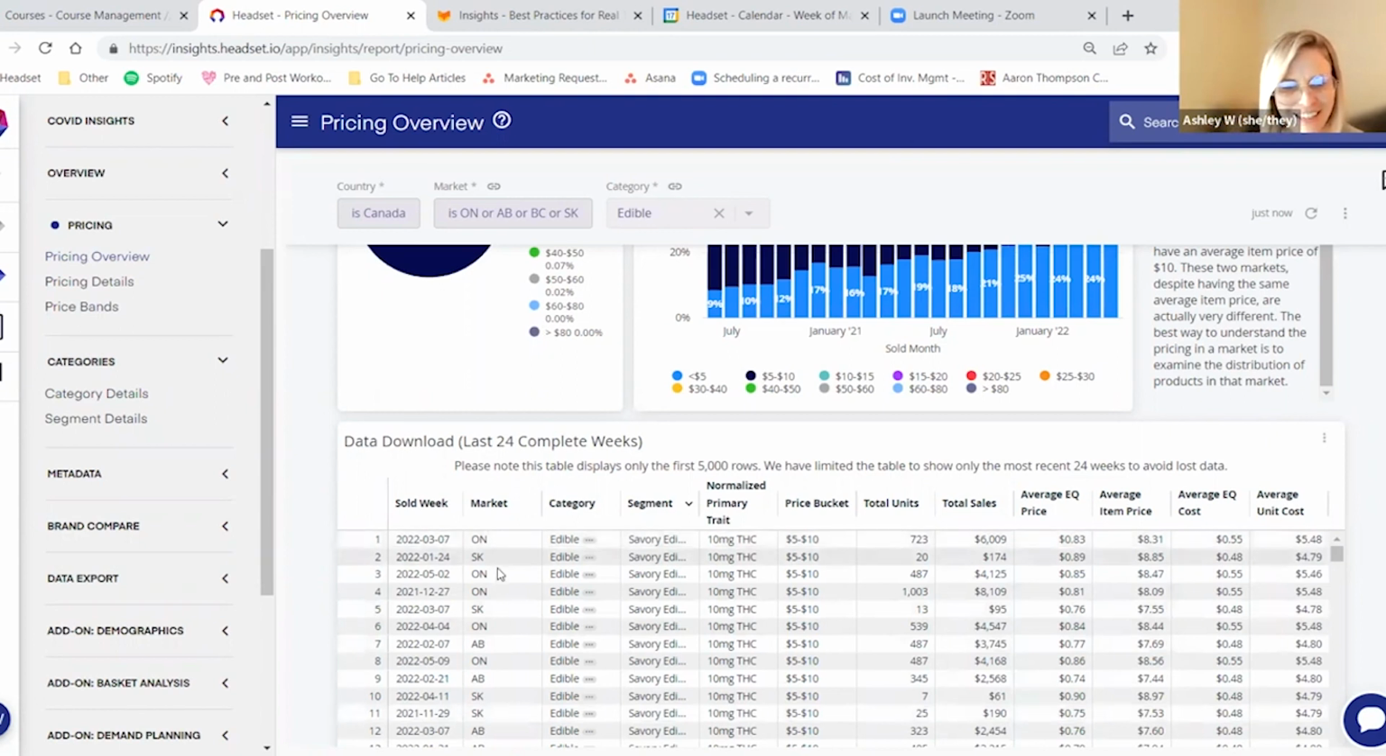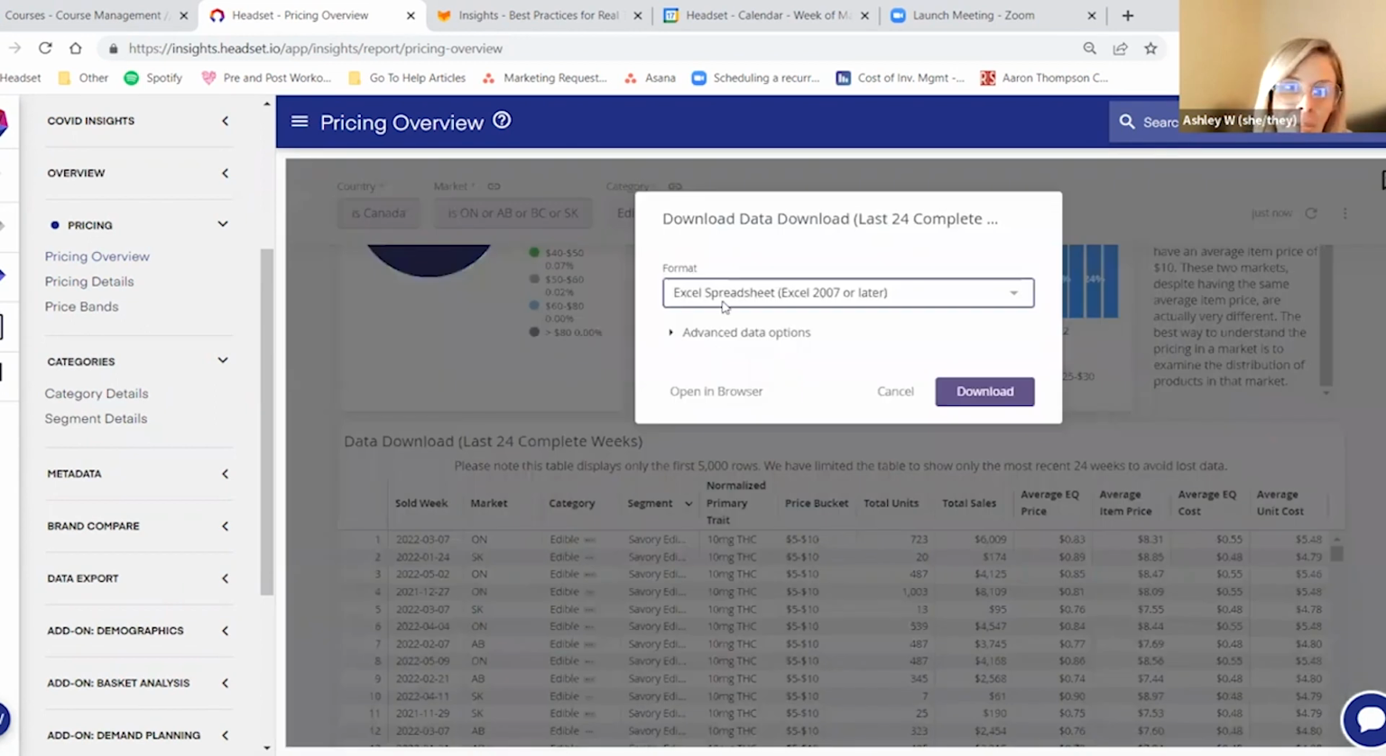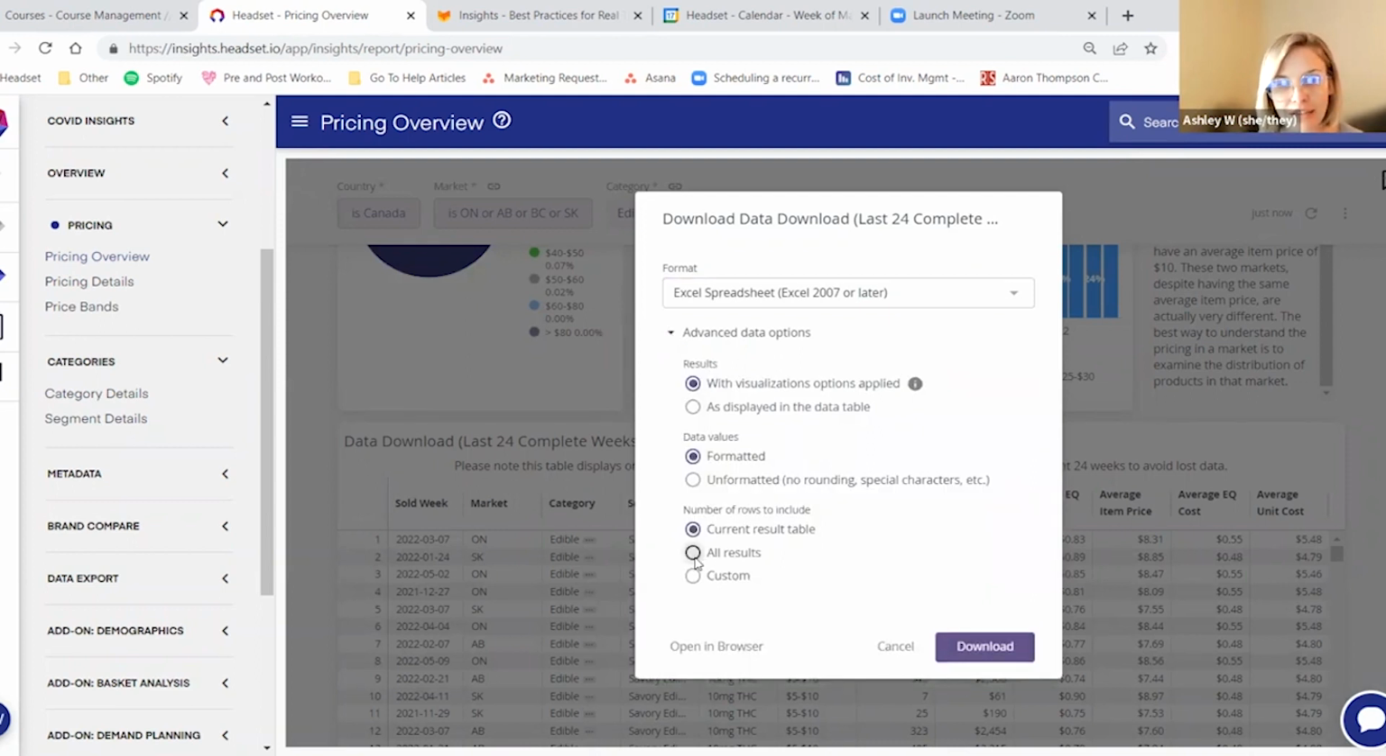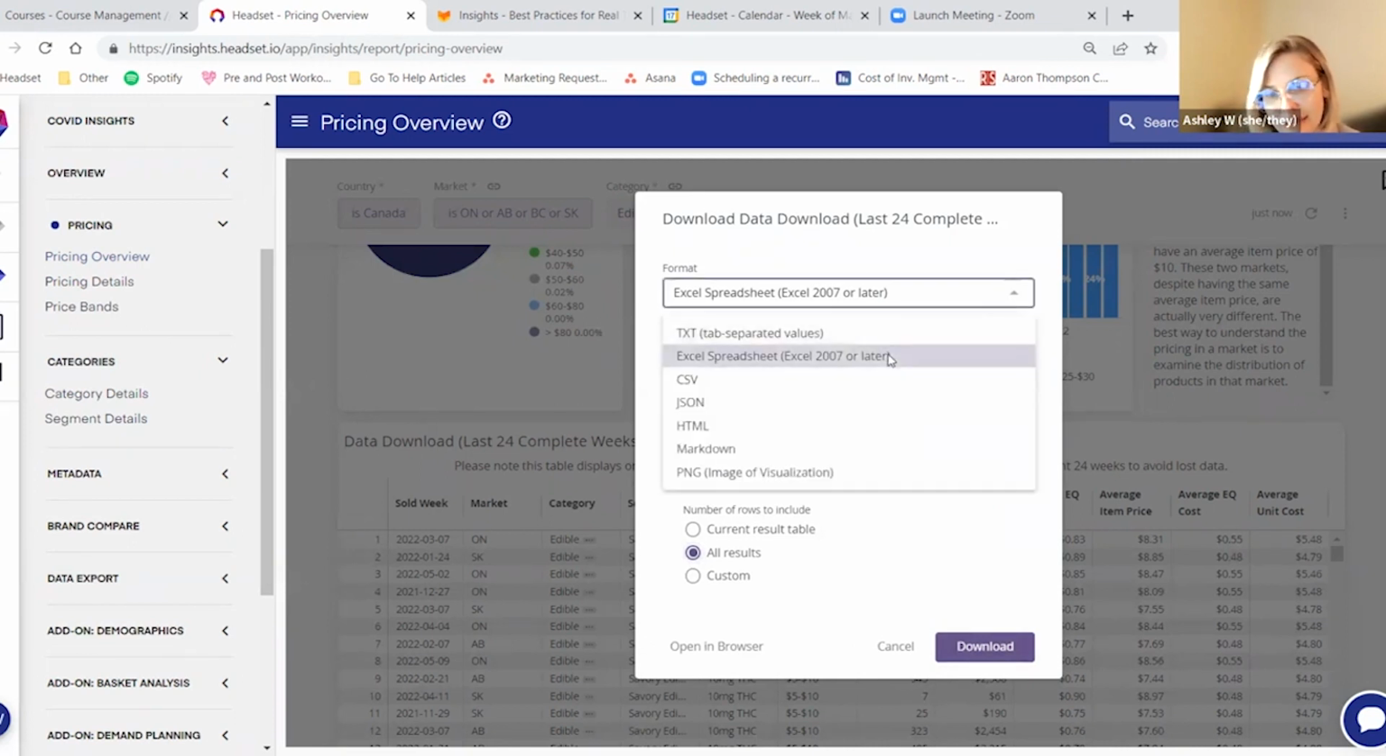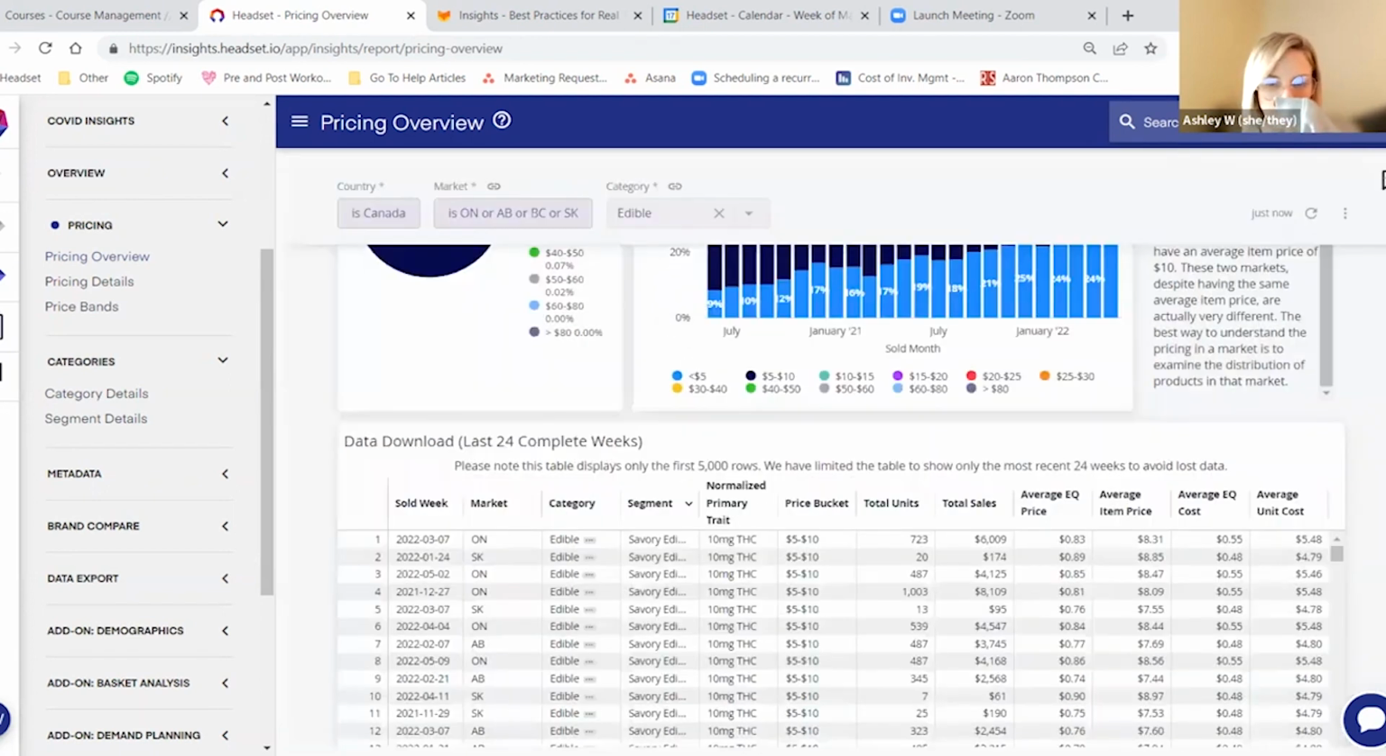Here you go. You can see all the different provinces are on here. You're able to export these tables by hovering over the upper right-hand corner and going into the tile actions, clicking on download data. If you are looking at a big export like this, I do recommend selecting all results. Go into advanced options, number of rows to include, all results. This will help you ensure that you have a complete download. Then you can just click download and pull it as an Excel, or if you're trying to do something in Power BI, maybe pulling a CSV might be better for you.